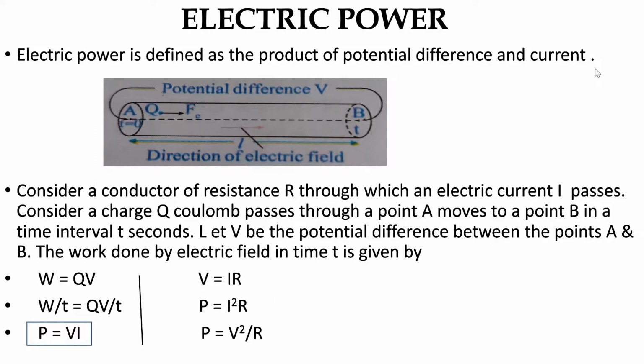So children, depending on what has been asked in the question, we are going to use the formula. If they have given potential difference and current and asked you to find power, use this formula. Or if current and resistance are given, use this formula. Or if potential difference and resistance are given and power is to be found out, use this formula. So depending on what is asked in the question, you are going to use the formula.